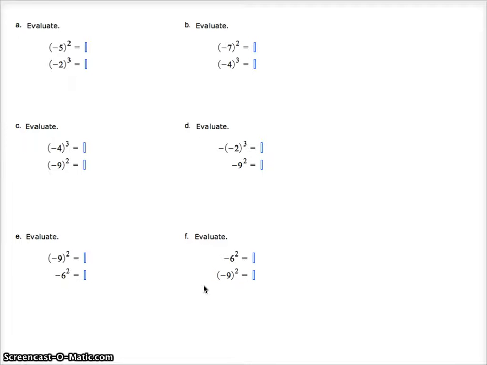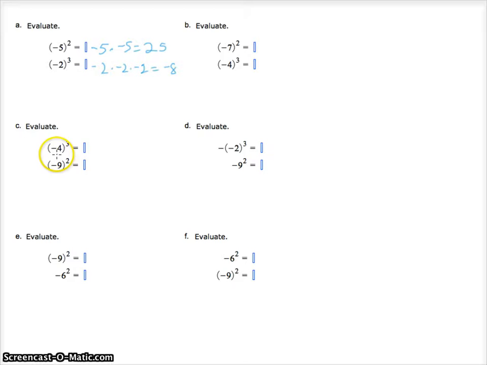Alright, let's look at A, C, and E together. So here what we're going to do is we have -5 squared, so -5 squared is -5 times -5, which is going to give me 25. Here I have -2 cubed, which is -2 times -2 times -2, which gives me -8.